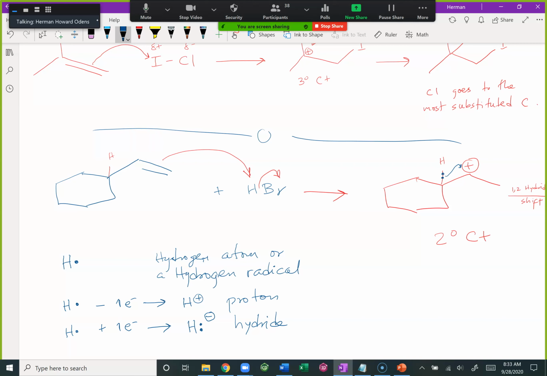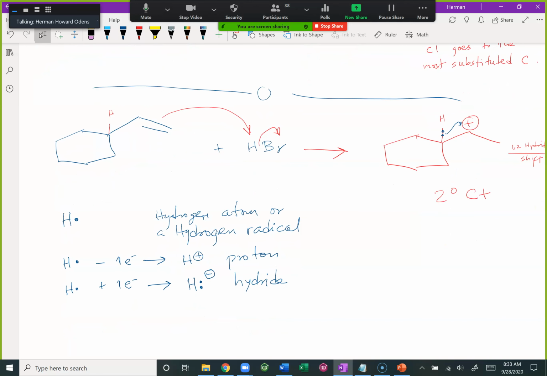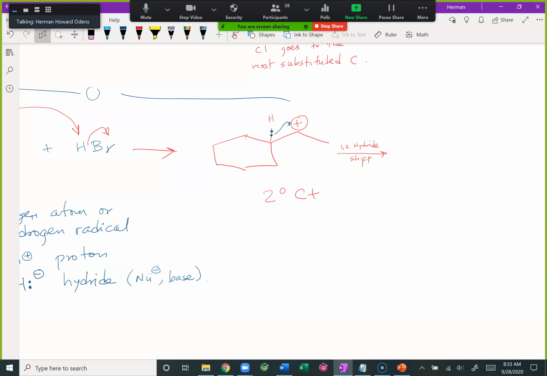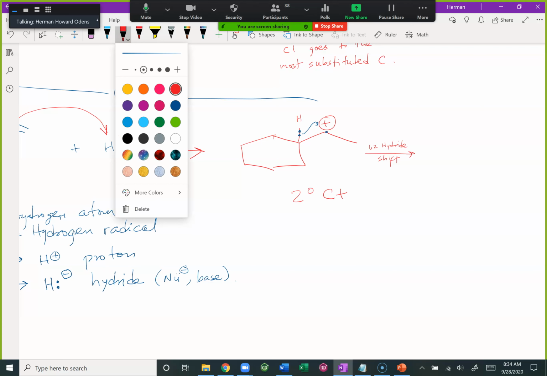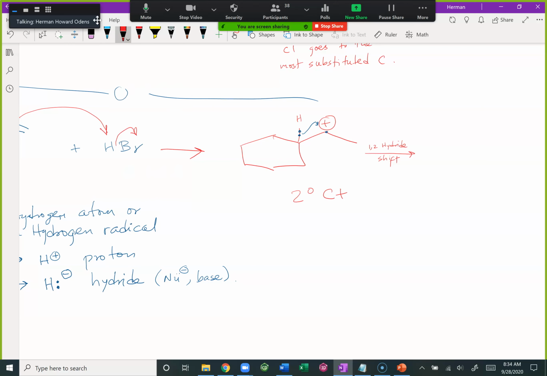Please take notes of this. The hydride is a nucleophile, and it's also a base. It's a nucleophilic base. So when these 2 electrons from the hydrogen jump to this carbon, excuse me, I was eating oatmeal again, and those little pieces of oatmeal get in my throat sometimes, but it's delicious.